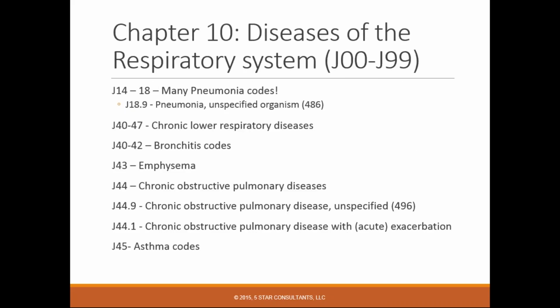All right. Chapter 10, diseases of the respiratory system, J00 to J99. J14 to 18 are the pneumonia codes, and there are a lot of them. So you definitely will want to look them up. But again, our 486 code we use for pneumonia frequently is unspecified, and that is J18.9.